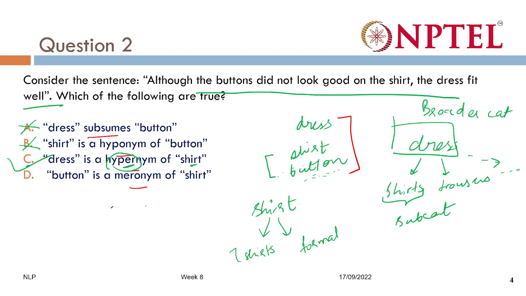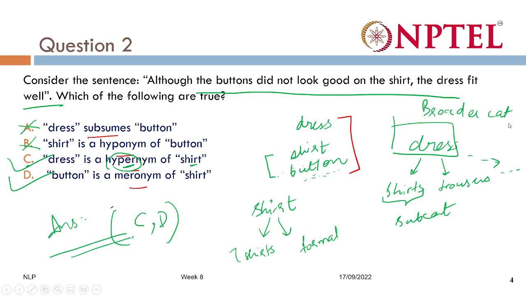And option D is that button is a meronym of shirt. On the shirt, we can have buttons, right? Button is a part of the shirt, like leg is a part of the table. So this option is also correct. Button is a meronym of shirt. So the answer is options C and D.